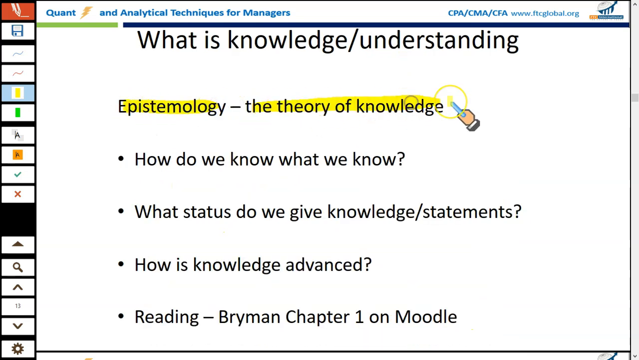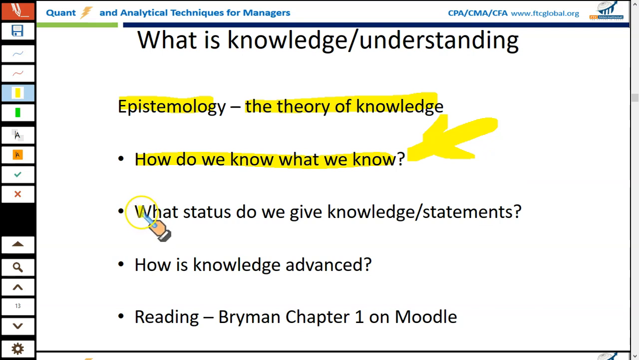Epistemology, the theory of knowledge. Epistemology is about understanding how we gain knowledge and trust what we know. So here's how it works with some examples. Let's see. How do we know what we know? For example, you know it's raining because you look outside and see water falling from the sky. So you use your observation to understand that it's raining outside. So this is how you know what you know.